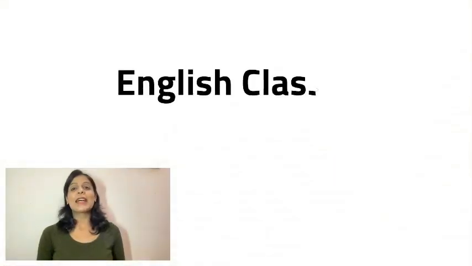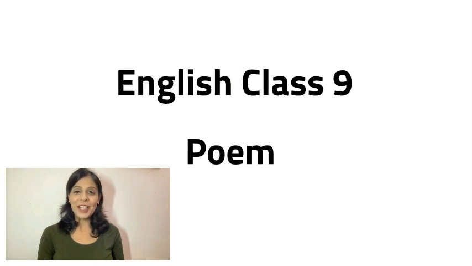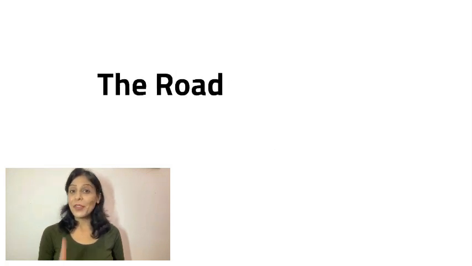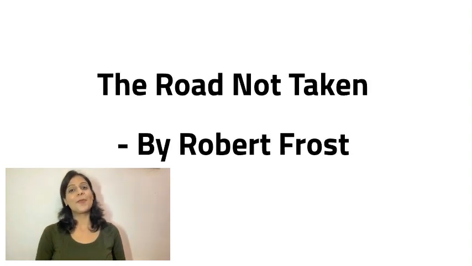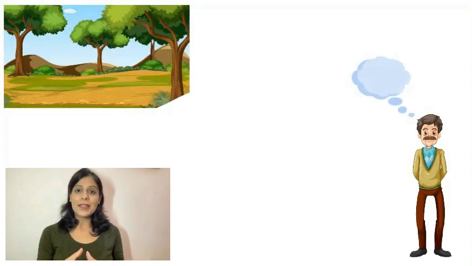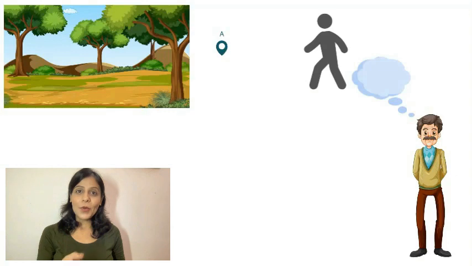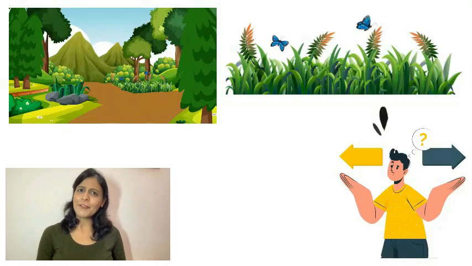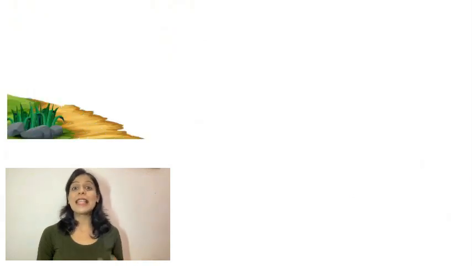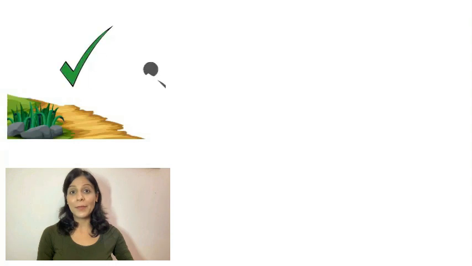Today we are going to discuss a very interesting poem from grade 9th CBSE, The Road Not Taken, by a very famous poet, Robert Frost. So once the poet was going through a forest, he reached a point where the path branched out into two directions. Both the paths looked equally attractive. The poet decided to take the one that was less traveled by.